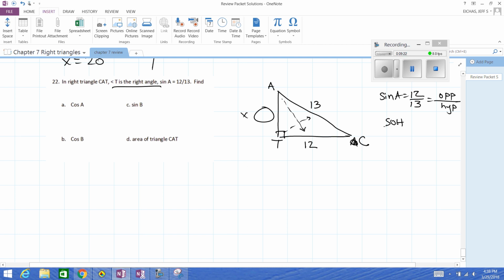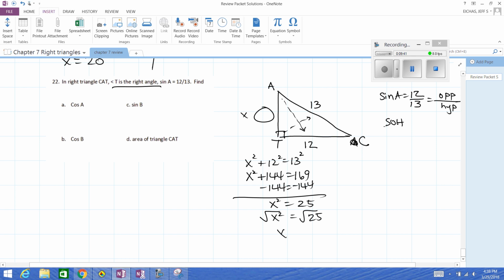We'll call it x. So x squared plus 12 squared equals 13 squared. Some of you know that it's 5 because you know your Pythagorean triples, but the rest of us have to solve for it if we haven't memorized, which is okay. Just slows us down a little bit. So x is 5. All right, so this is 5 now. So cos of A is adjacent over hypotenuse. So that's going to be 5 over 13.